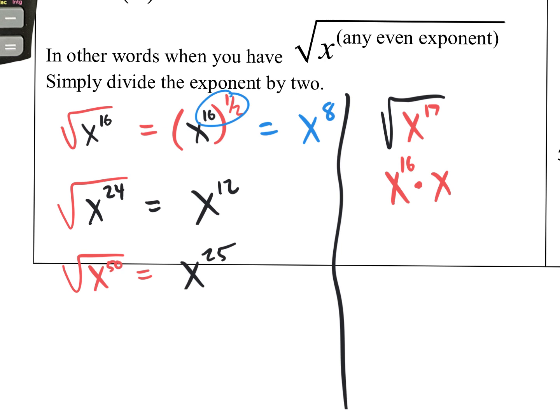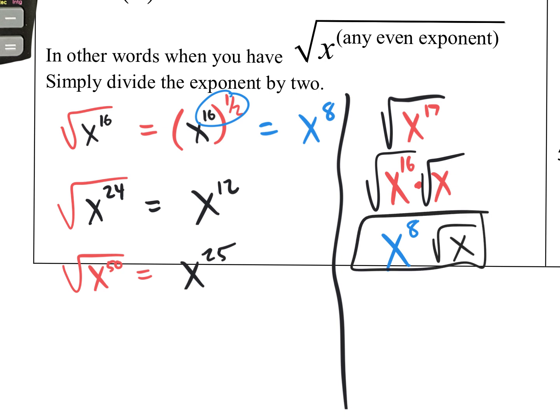Why would I do that? Because now I could split the root, and I could actually do the square root of x to the 16th, which is what? X to the 8th. And what about the square root of x? That just comes down, and that's your answer, square root of x. So x to the 8th, square root of x would be your final answer right there. Sound good?